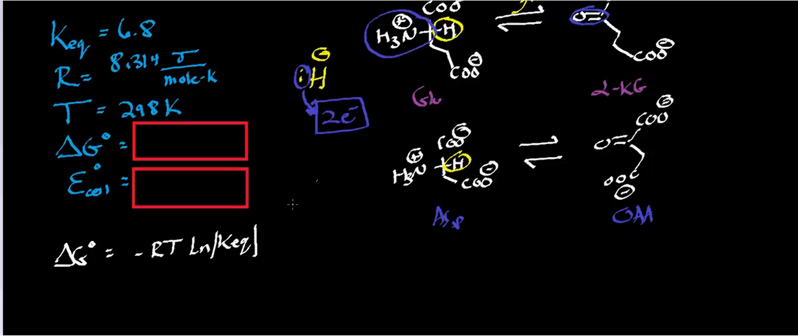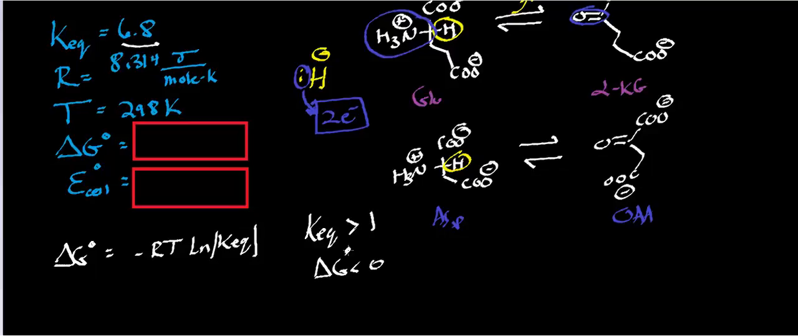All right, notice the KEQ we have is greater than 1. It's 6.8. So do we expect this to be a spontaneous or a non-spontaneous reaction at equilibrium? Well, we would expect it ultimately to be spontaneous, because when we have a KEQ of greater than 1, that means delta G should be negative or less than 0. That is, delta G standard should be less than 0. So this should actually be a spontaneous reaction as written.